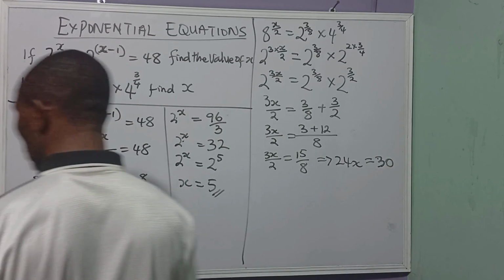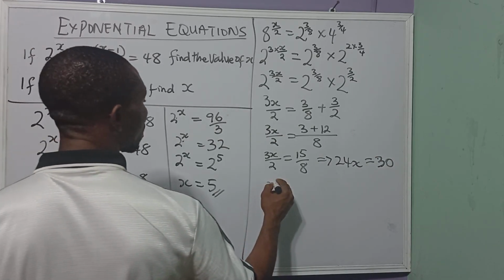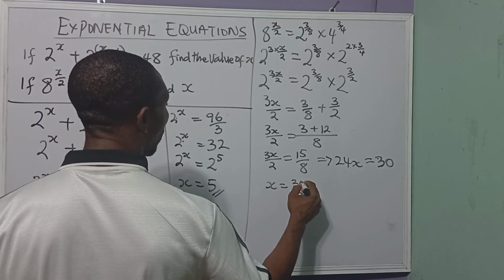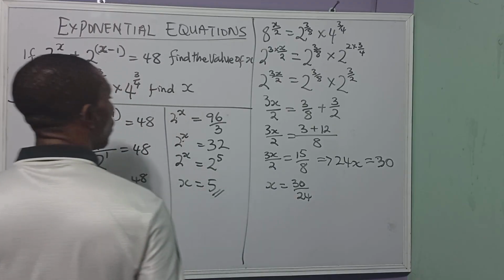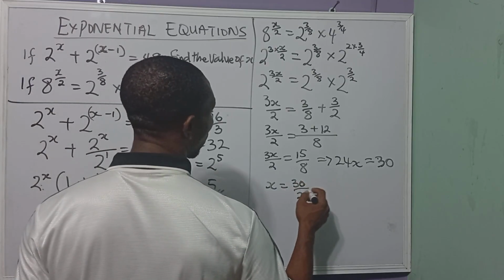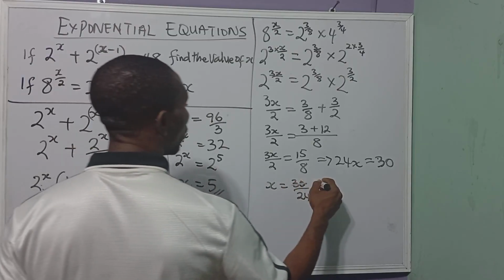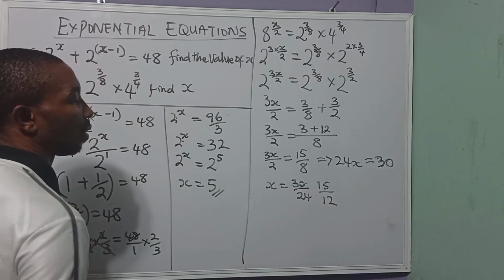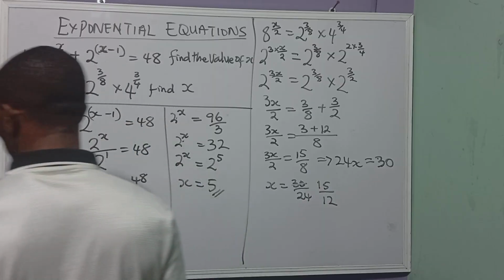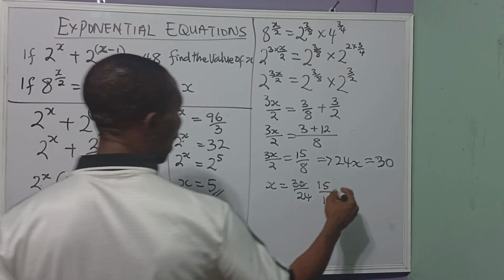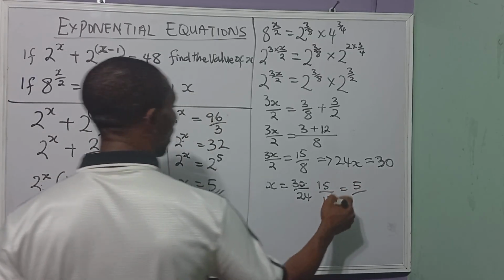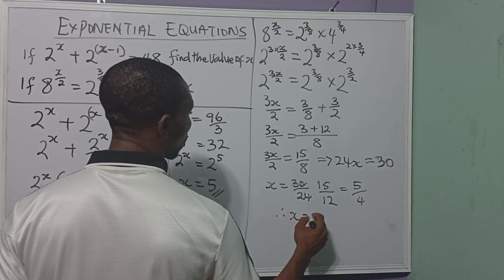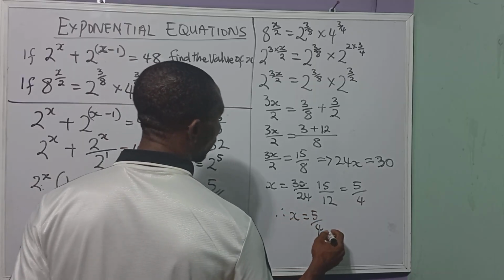So x becomes 30 over 24. Now break it down to its lowest term. Dividing by 2 gives us 15 over 12. 3 can also go in: 3 into 15 gives us 5, and 3 into 12 gives us 4. Therefore, the value of x becomes 5 over 4.